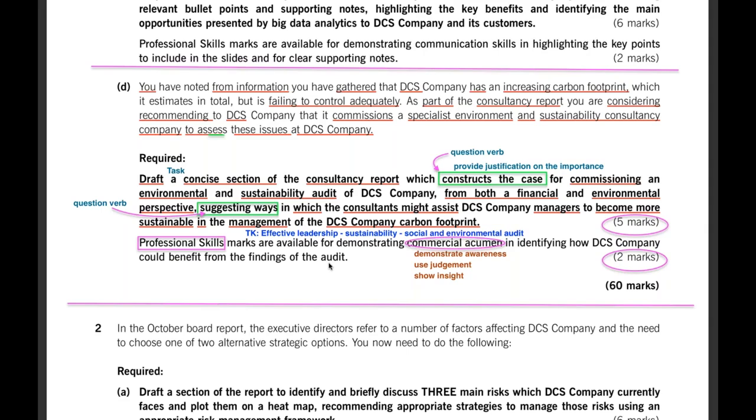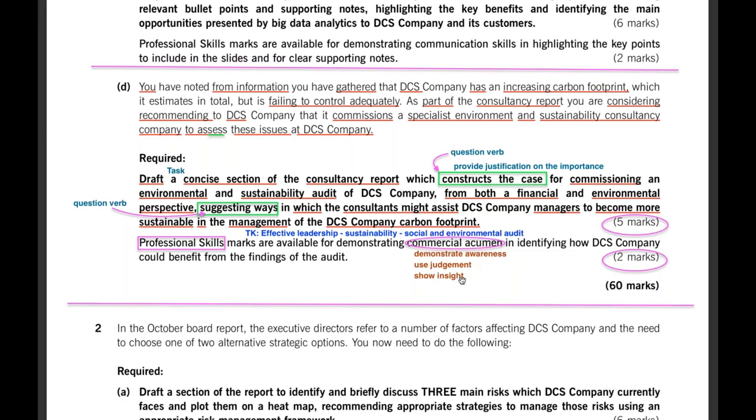So the syllabus area that they are testing here is still effective leadership. You are focusing on sustainability and related social and environmental audit. The professional skill that you are trying to demonstrate here will be commercial acumen in identifying how the DCS company could benefit from the findings of the audit. Commercial acumen means you demonstrate awareness, use your judgment, and show insight.